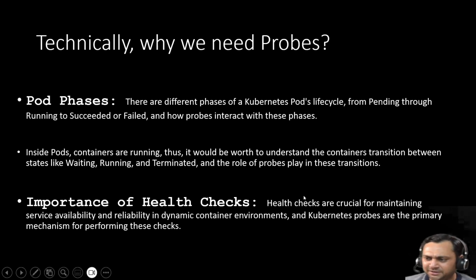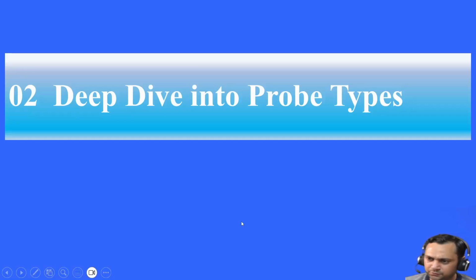Importance of health checks. Health checks are crucial for maintaining service availability and reliability in a dynamic container environment, and Kubernetes probes are the primary mechanism for performing these checks. Now, phases of pods, container transitions, and health checks. We understand that probes help us work on these stages, but still not very clear, to be very honest, right? So let's deep dive into the types of probes where we get more information.